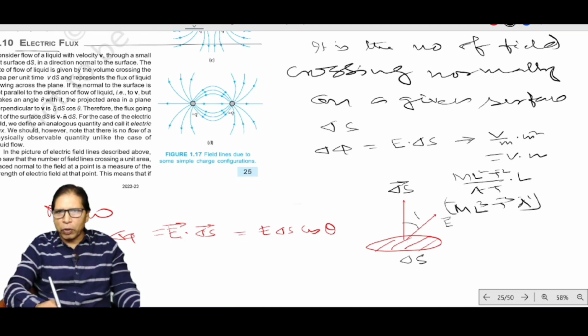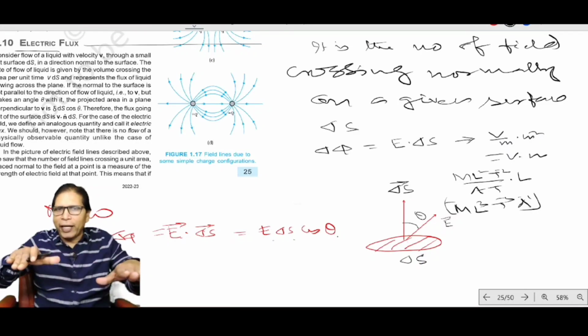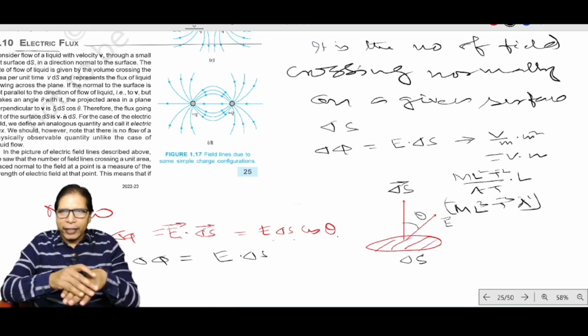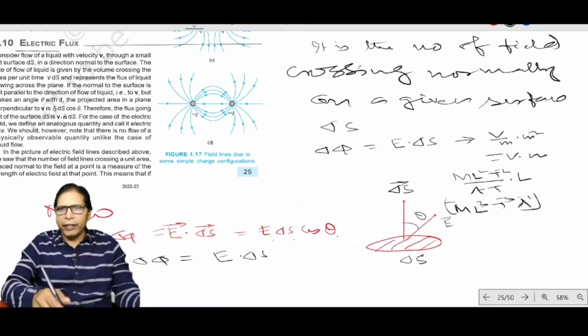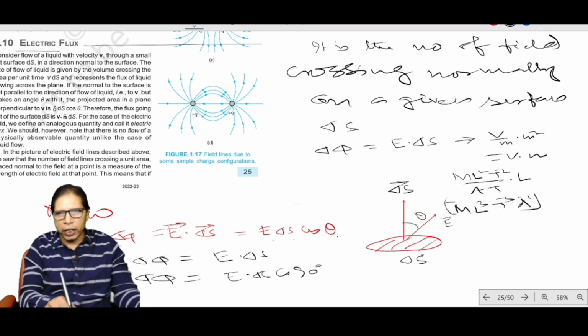And if theta is the angle between them, then delta phi equals E delta S cos theta. When the E vector is parallel to the delta S vector, that is, E is normal to the plane of delta S, then delta phi is equal to E into delta S. If the delta S vector is perpendicular to the E vector, then delta phi equals E into delta S into cos 90 degrees, which equals 0. This is the minimum flux, and the other is the maximum flux.